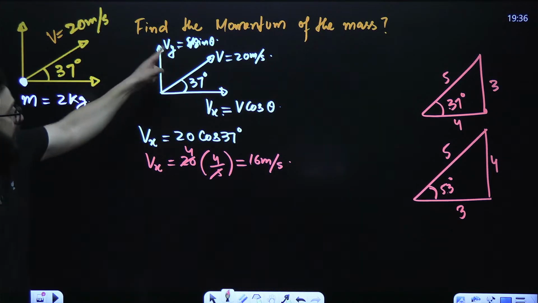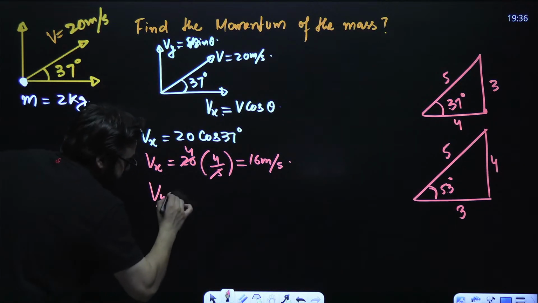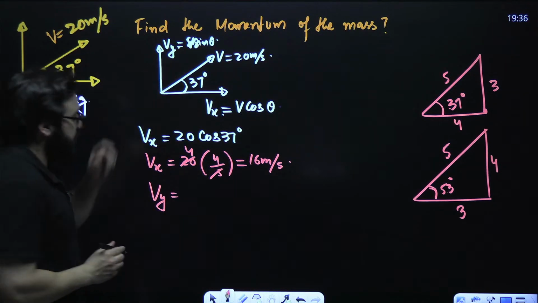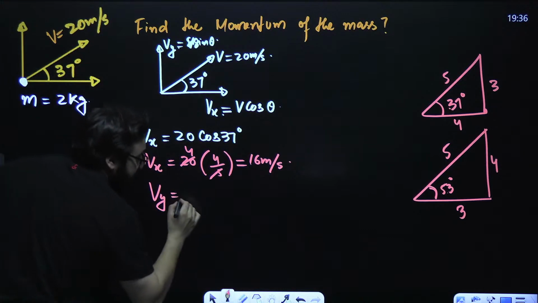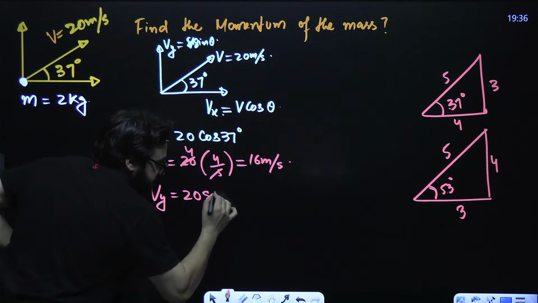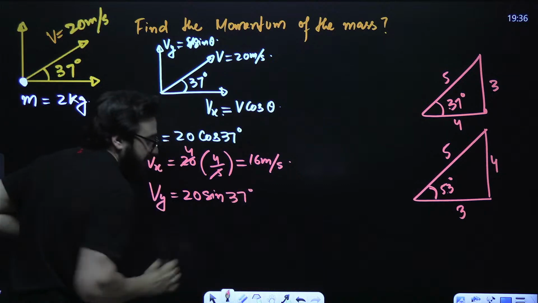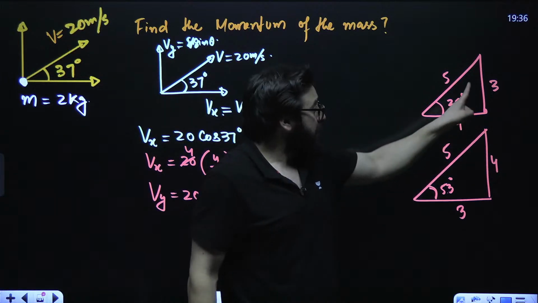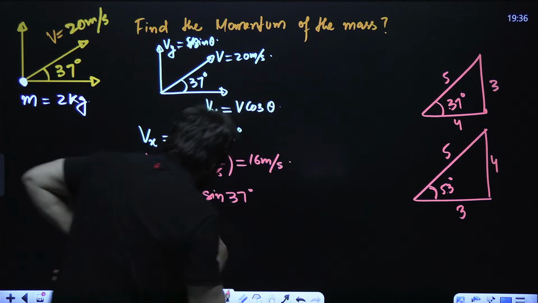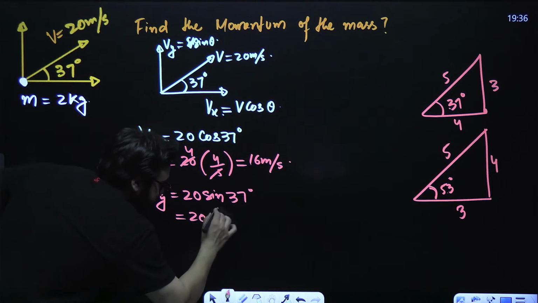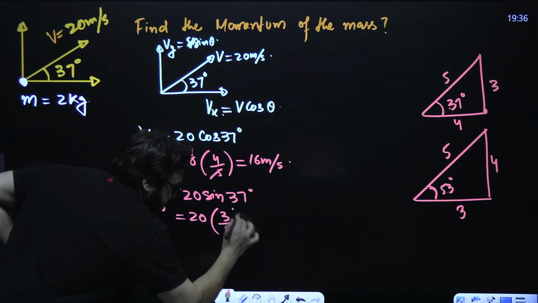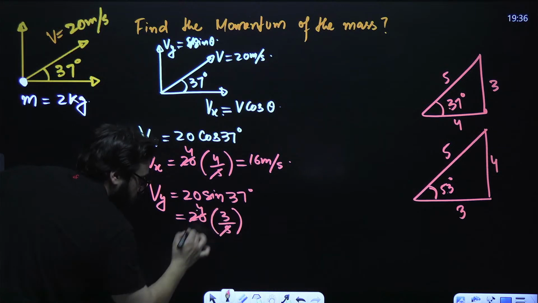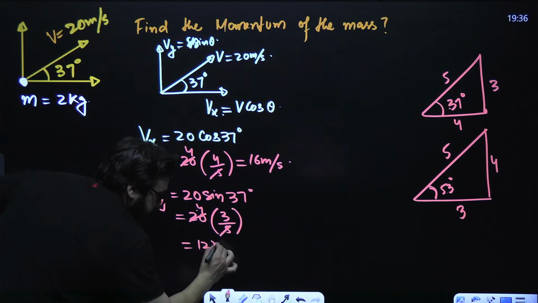Okay, let's find the value of Vy. Sir, Vy is V sine theta, that is 20 sine of 37. What is sine 37? Perpendicular upon hypotenuse. So that is 3 by 5. So 20 into 3 divided by 5. 5 fours are 20. 4 into 3 is, sir, 12 meter per second.